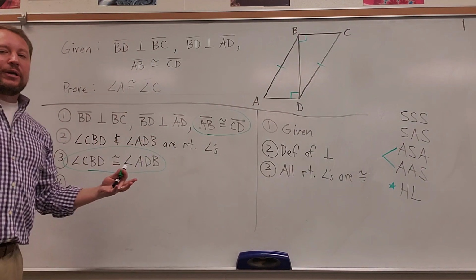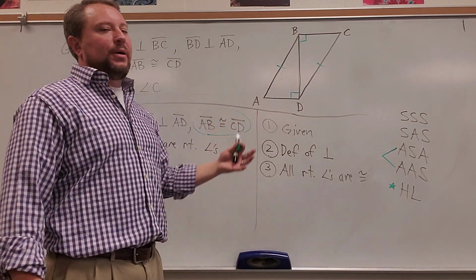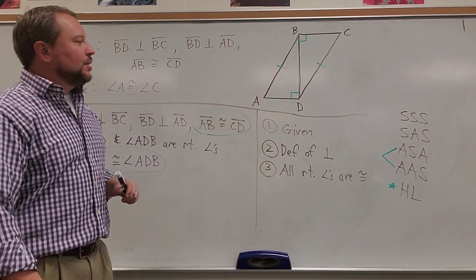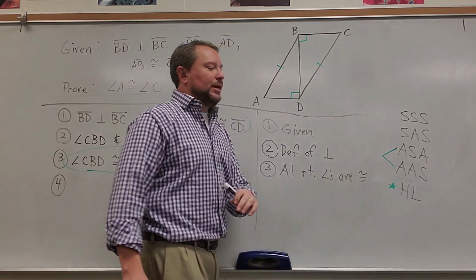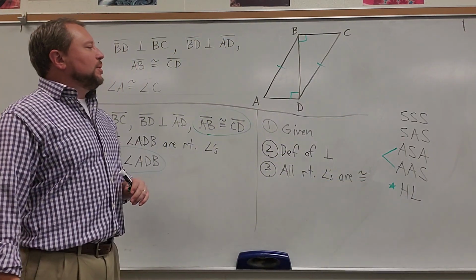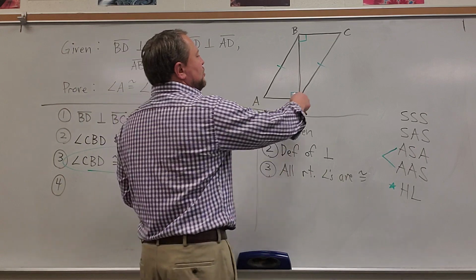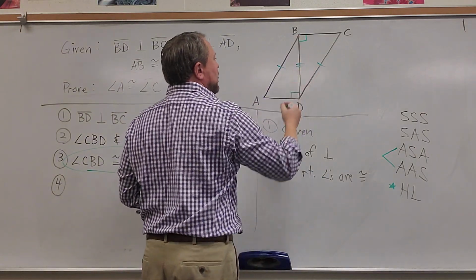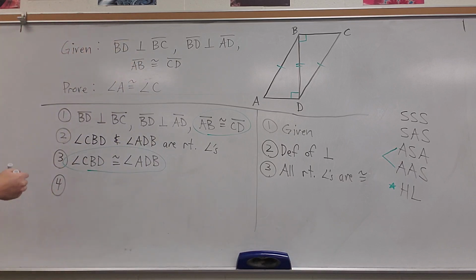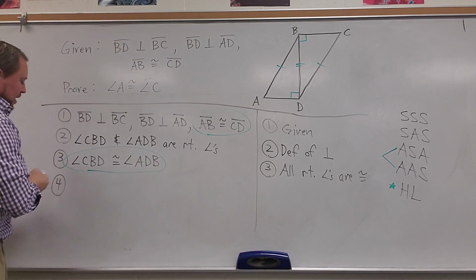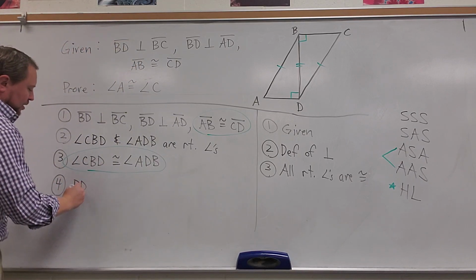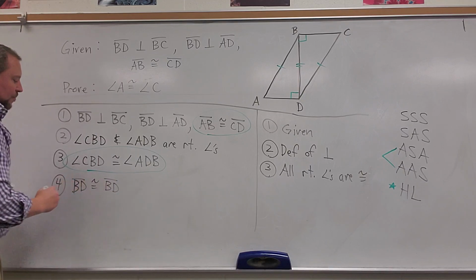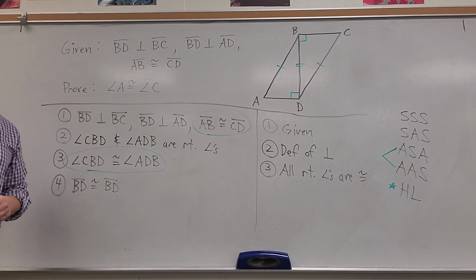But if I don't have any more givens to use, now I got to look to my picture to see if I can figure out one more pair of parts, because all our shortcuts require 3. And if I look at my picture here, I notice that the two triangles share this side right down the middle. That side BD. So we can state that BD is congruent to itself. They share it, right? BD is congruent to BD.